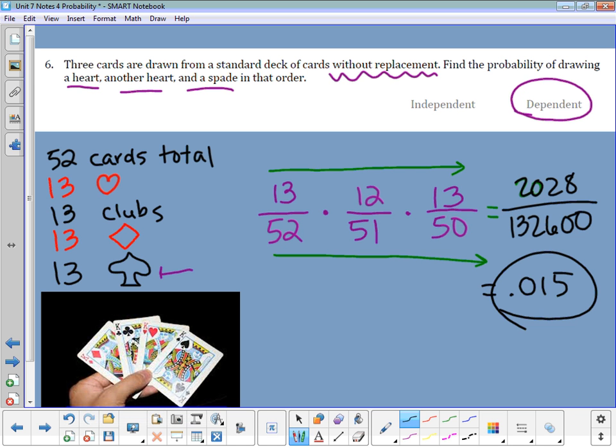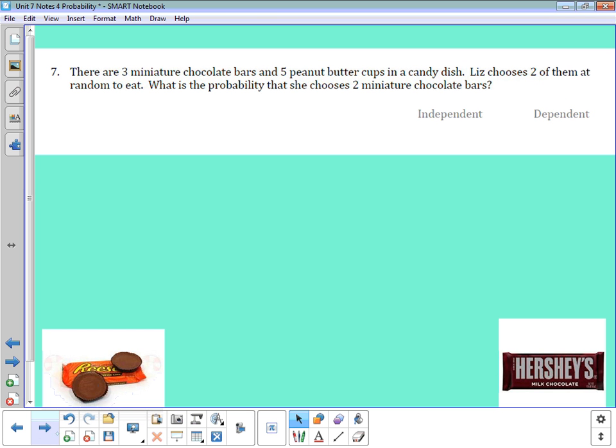I want you to pause the video for a second and see if you can try number 7, looking at the chocolate bars. So see if you can answer the question in number 7.